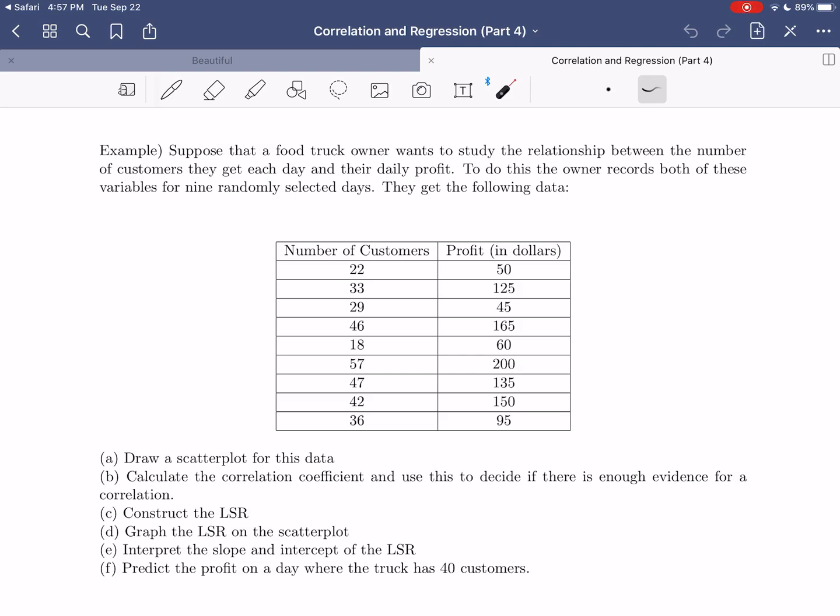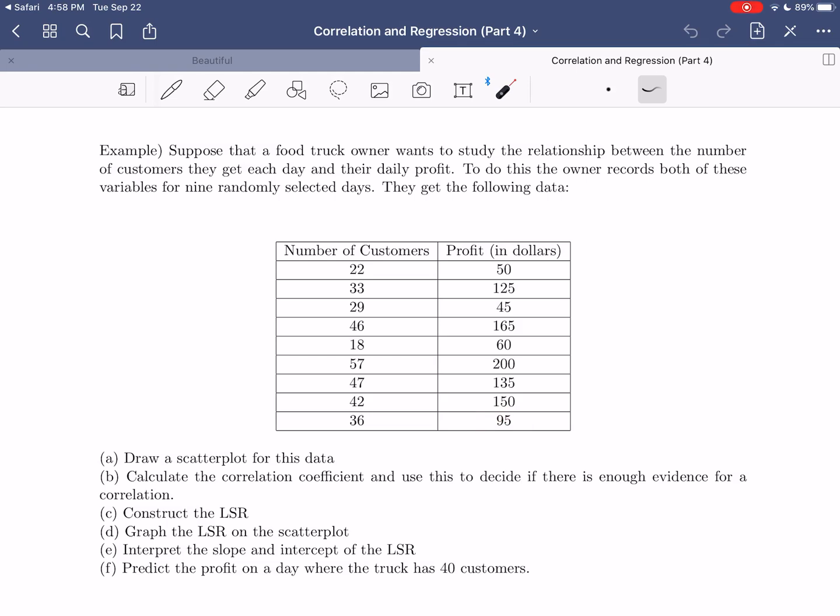Let's suppose that there's a food truck owner who wants to study the relationship between the number of customers they get each day and their daily profit. To do this, the owner records both of these variables for 9 randomly selected days. So they get the following data. There was a day where they had 22 customers and they made a profit of $50. There was a day where they had 57 customers and made a profit of $200. There was a day where they had 36 customers and they made a profit of $95.